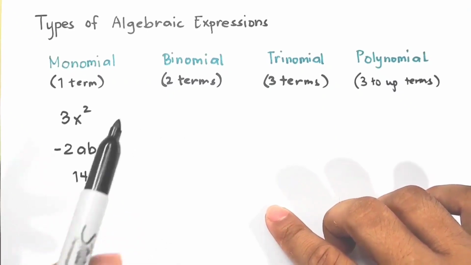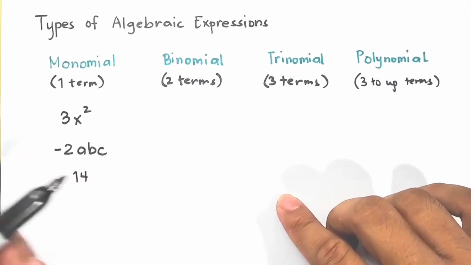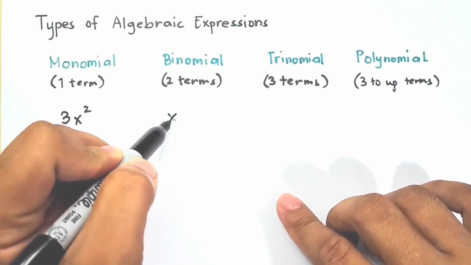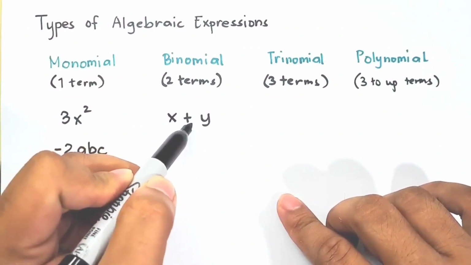For the binomial naman, two terms. So again, I told you earlier that the terms are separated by the addition or the subtraction symbol. First example of binomial is x plus y. 1 and 2, first and second term, separated by the addition sign.